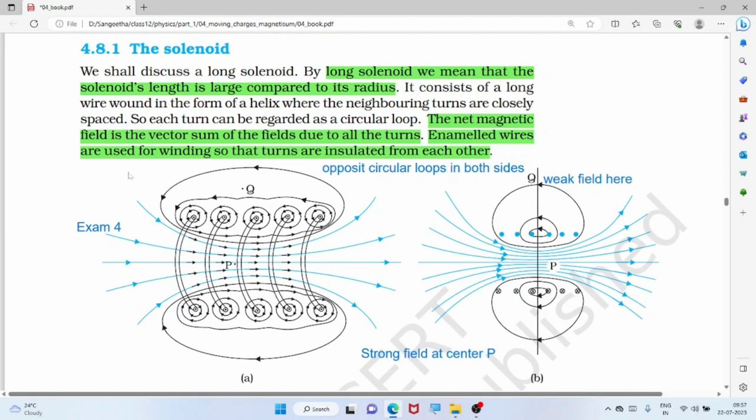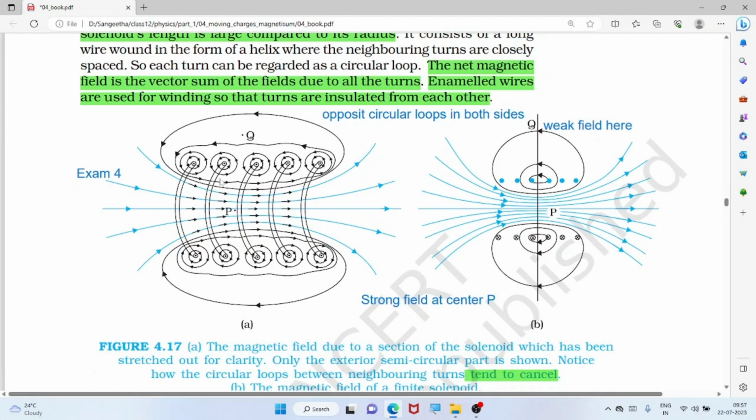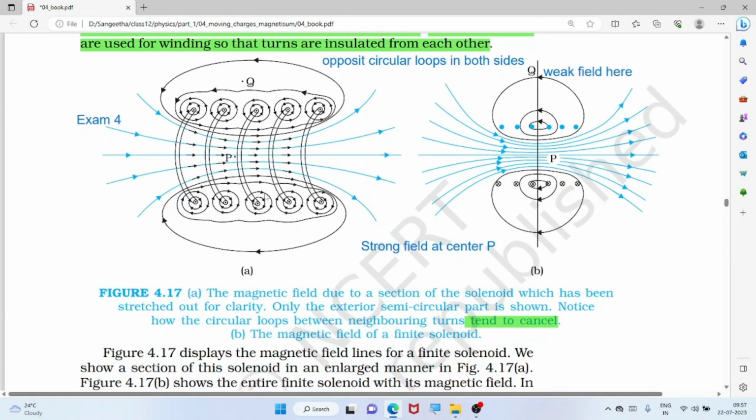Enamelled wires are used for winding so that the turns are insulated from each other. See, the field due to the adjacent turns cancels out each other. You see here they are in the opposite direction. So the field here is weak and we can ignore it. Only the field at the center we can consider. Weak fields at the sides and strong field at the center, that is at the point P.